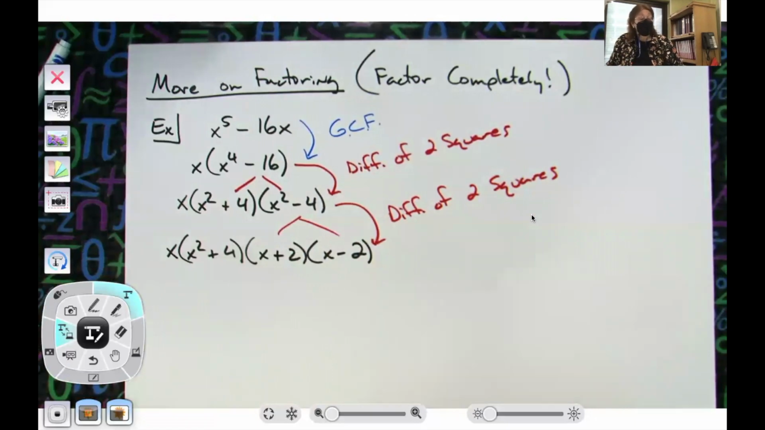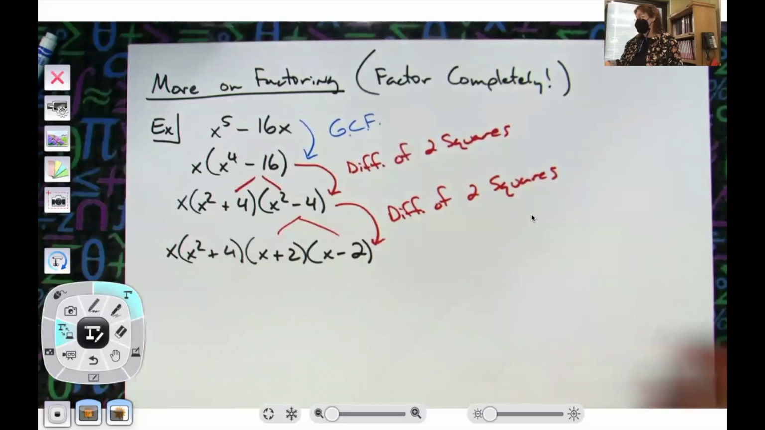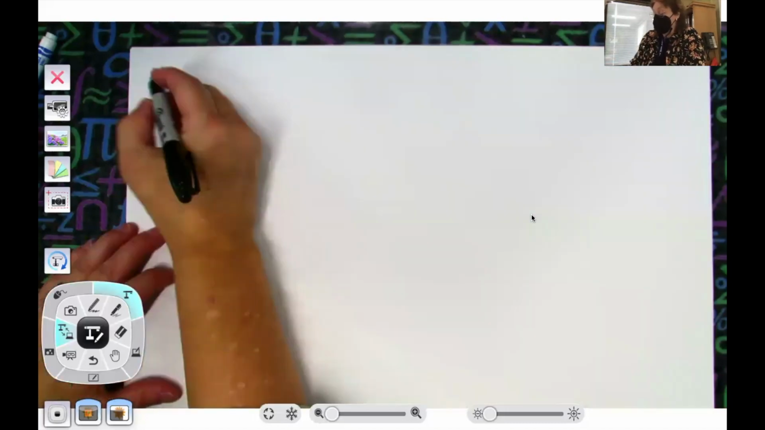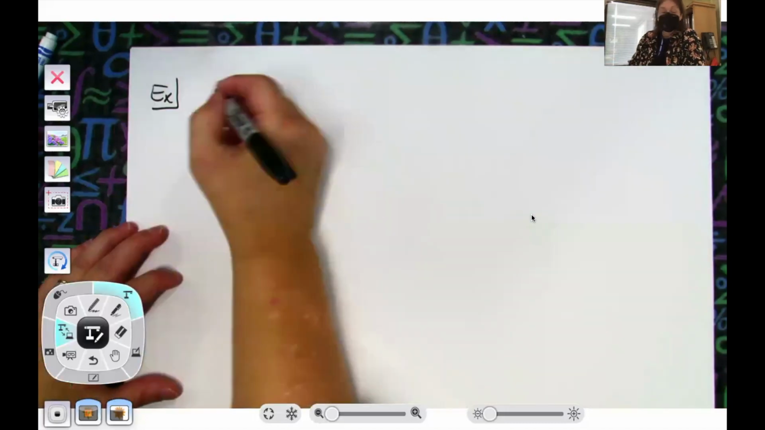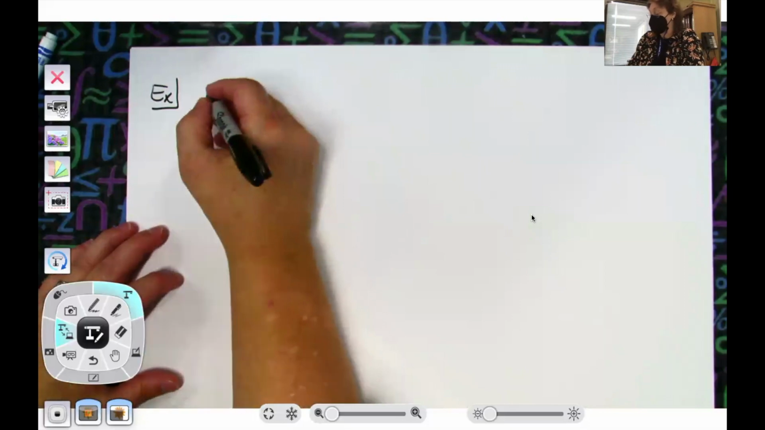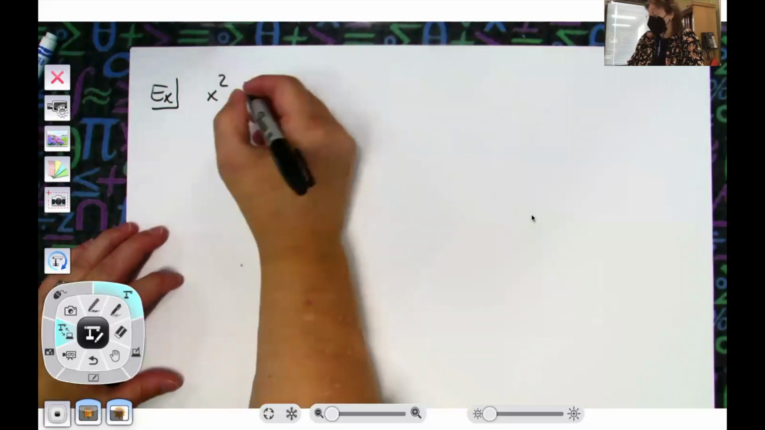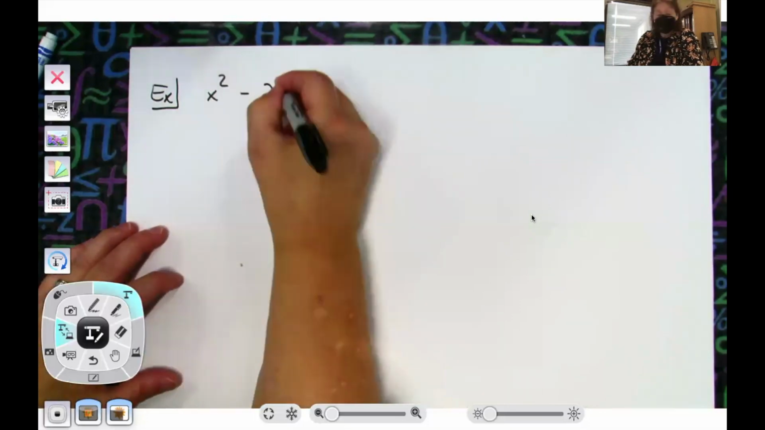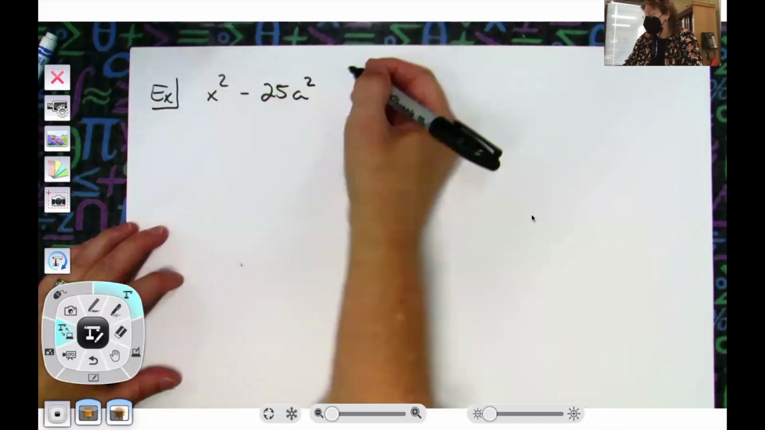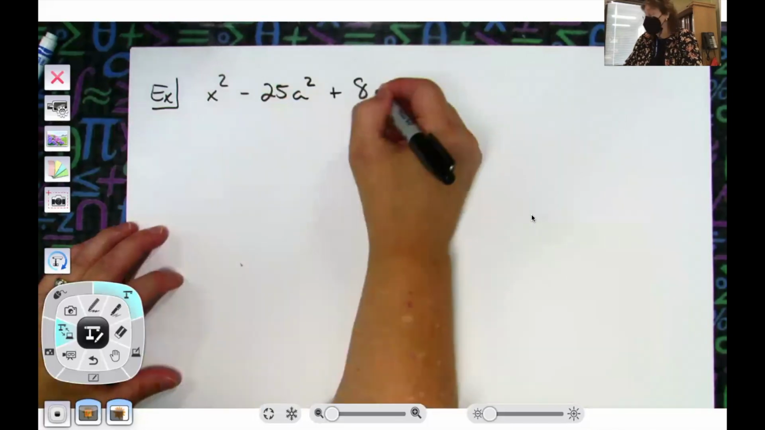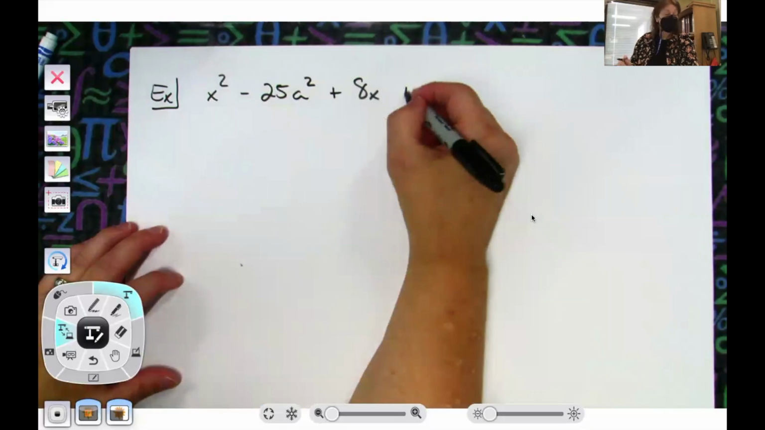Okay, let's do a very unique one now. This is pretty unique to your book. It's the author, they like this. So let's go x squared minus 25a squared plus 8x plus 16.